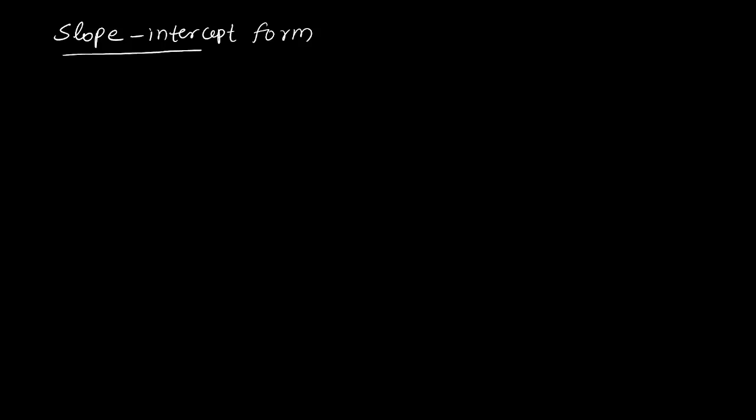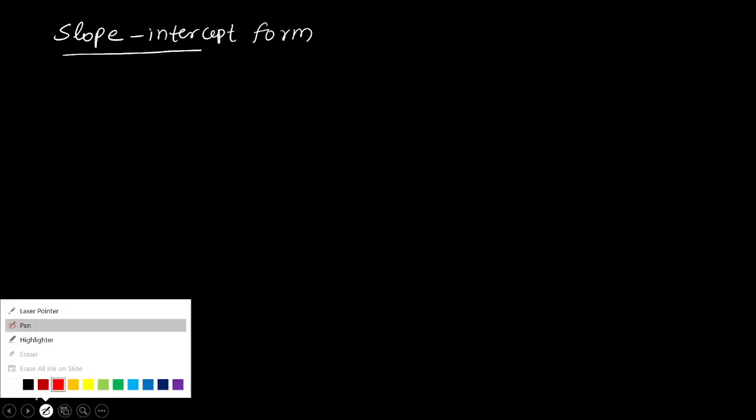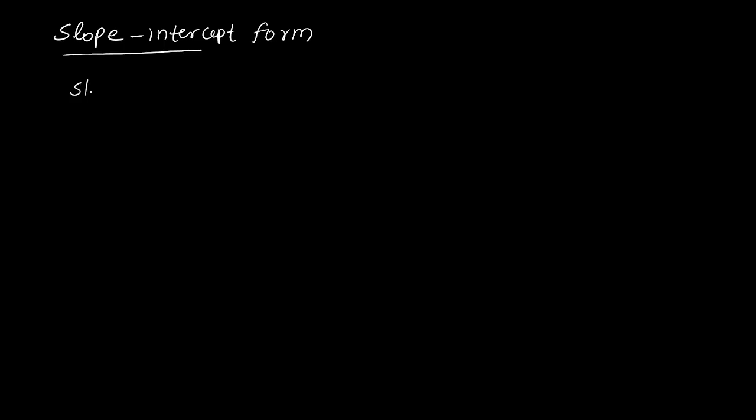Slope-intercept form. Slope-intercept form means the slope will be given. The slope of the line is given as m. Tick mark means it is given to us. Slope of a line is given and y-intercept is given.